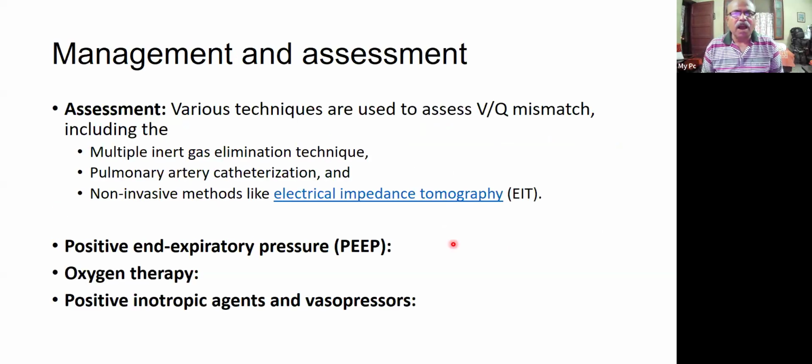The assessment, how do you assess the VQ mismatch? The multiple inert gas elimination technique, pulmonary artery catheterization, and electrical impedance tomography. And you do not ask me anything about those things because I don't have any idea on those. But you have to give a positive end expiratory pressure, you have to do the oxygen therapy, and of course, positive inotropic agents and vasopressors to maintain the perfusion.